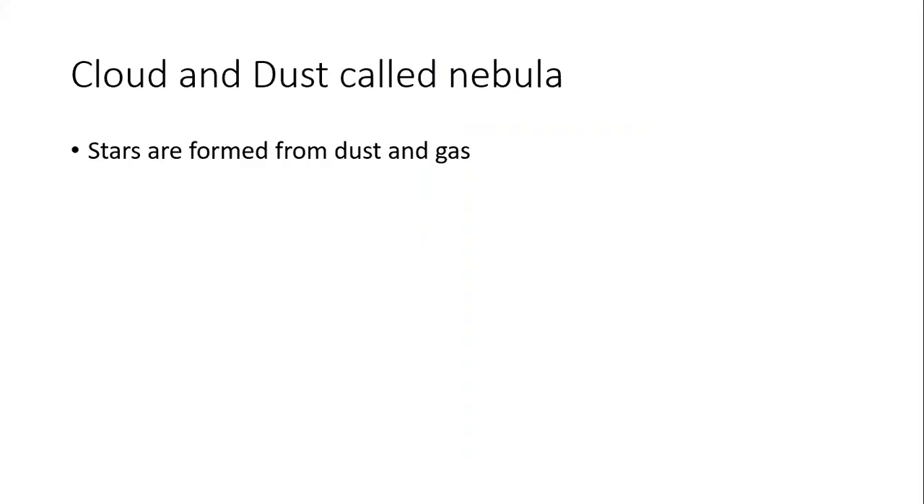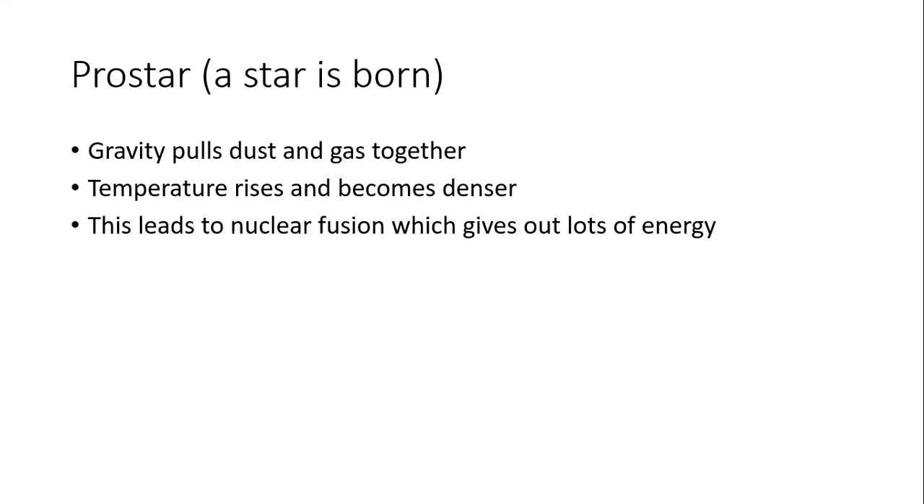So let's start. What I've done is break down the different steps into stages and titles just to help you remember it easily. To begin with, clouds and dust are formed, and these are called nebula. Stars, if you didn't know, are formed from dust and gas, and that's just called nebula. Nice and simple. Okay, then the force of gravity pulls that dust and gas together.